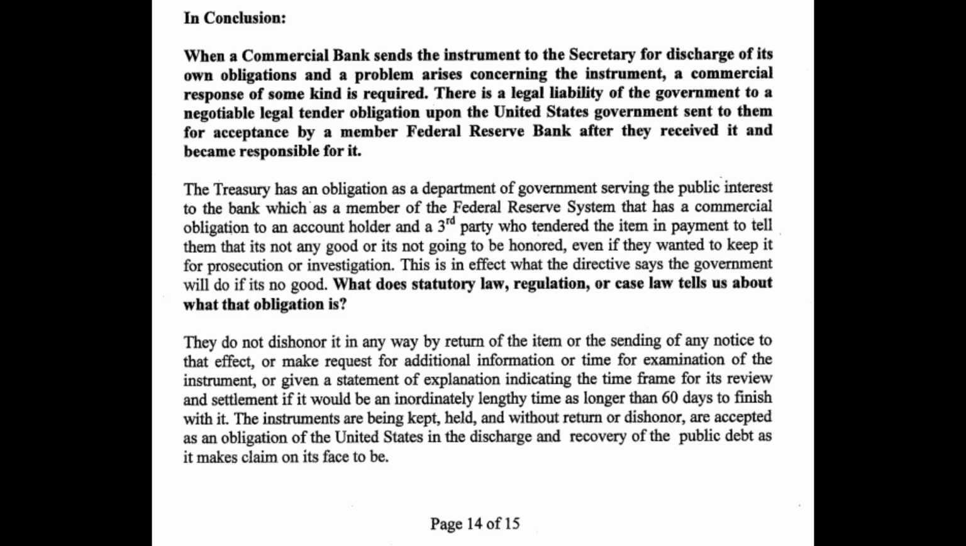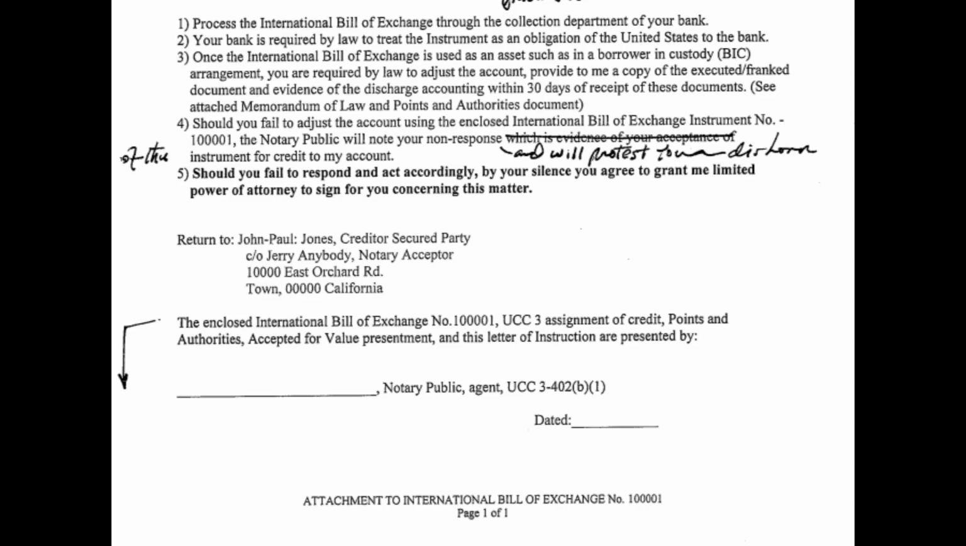The instrument being kept, held, and without return or dishonor is accepted as an obligation of the United States in the discharge and recovery of the public debt as it makes claim on its face to be. So they're saying that they have to honor the instrument up to the amount listed on it, because the debt becomes the obligation of the United States after it becomes a debt, which is when you receive the purchase order or the invoice. It immediately at that point becomes an obligation of the United States.